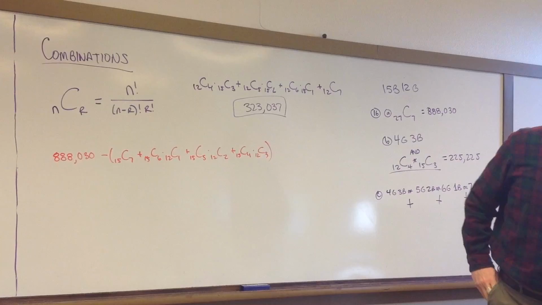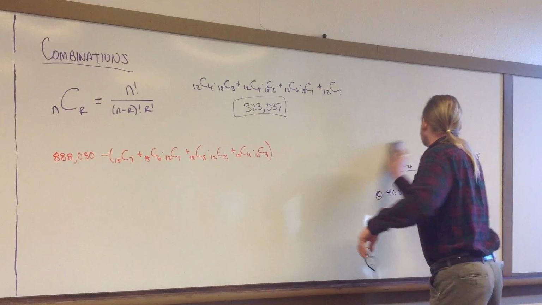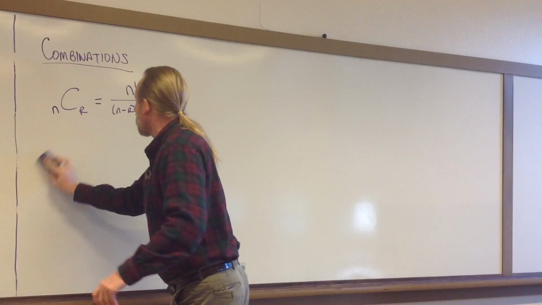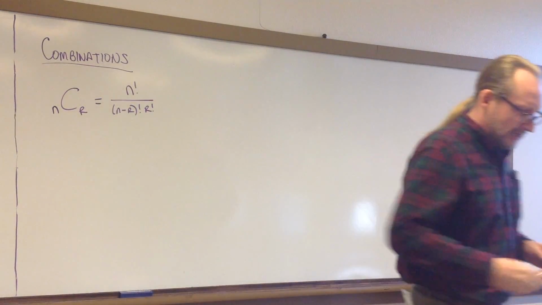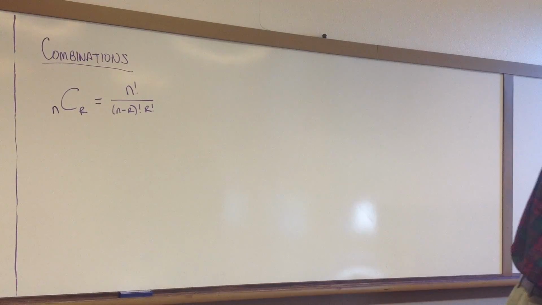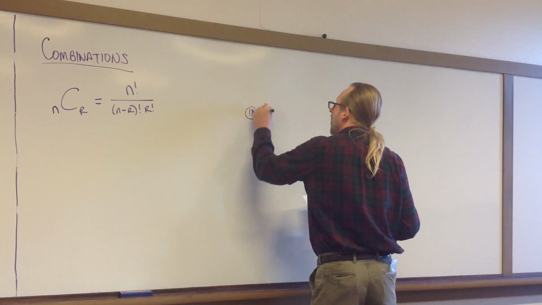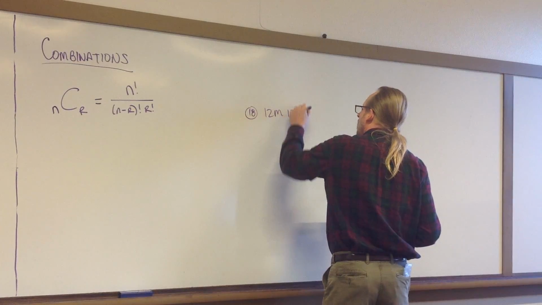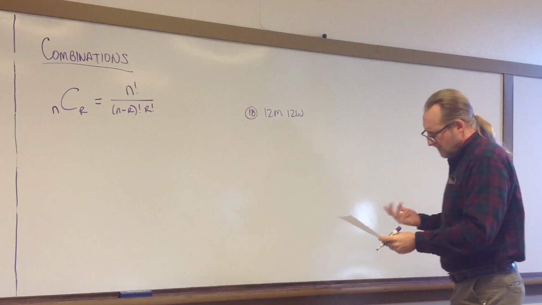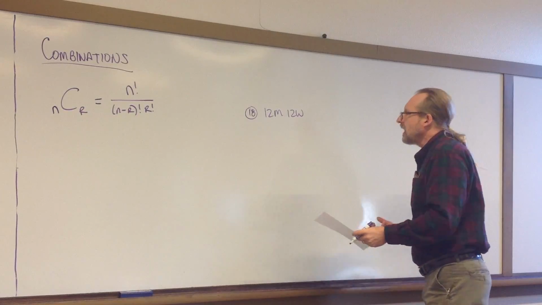Okay. Let's look at problem 18 here. This one's considerably more straightforward. We've got a group of 12 male and 12 female tennis players. We're going to choose 2 men and 2 women to compete in a men's versus women's doubles match. How many different matches are possible?